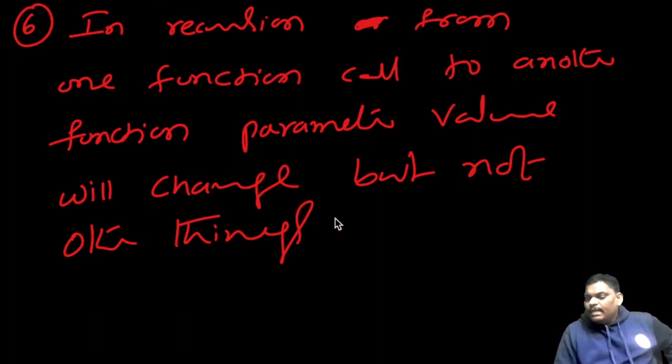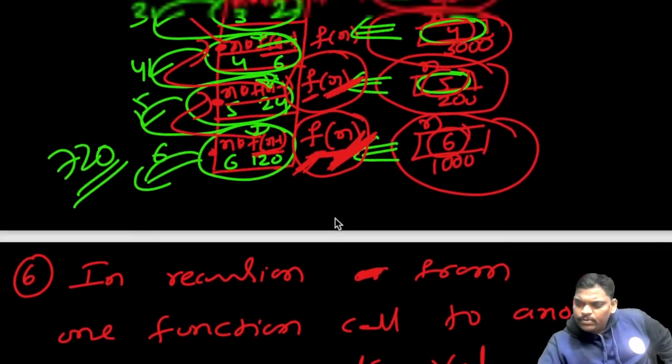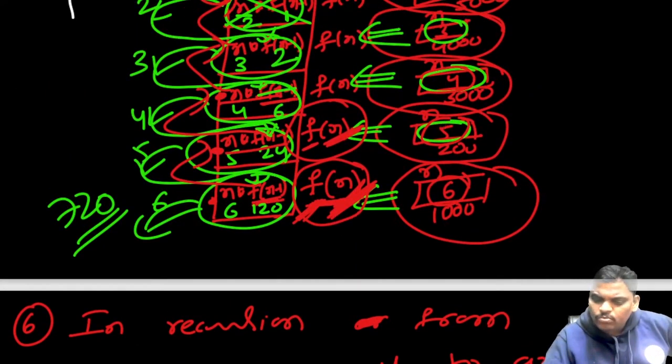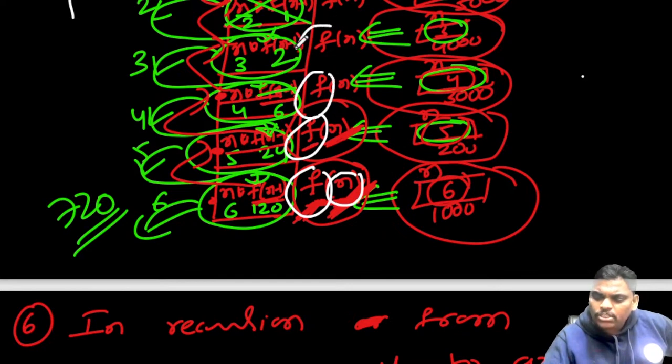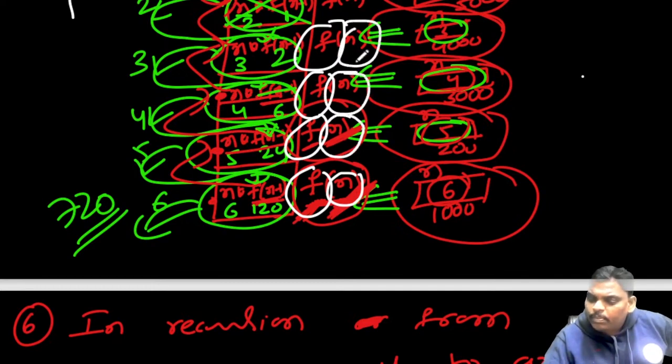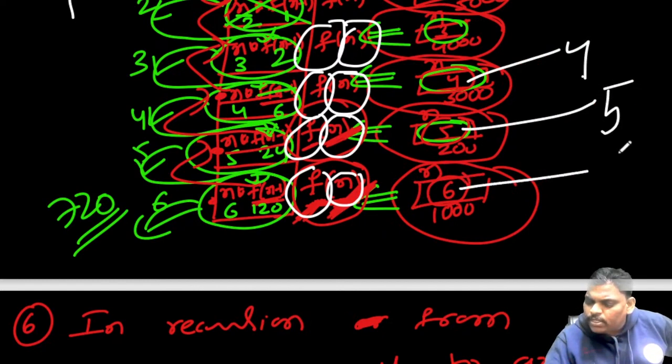In the first function call, n value is 6. In the second function call, n value is 5. In the third function call, n value is 4. But the important thing is the code is the same, the function name is also the same, and the variable name is also the same, n. If anyone has a small doubt, can you see this one? F of n. Function name same, parameter name also same, n. But parameter value will change: value 4 here, value 5 here, value 6 here.